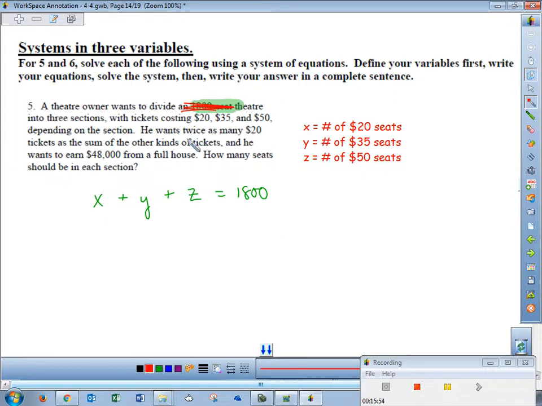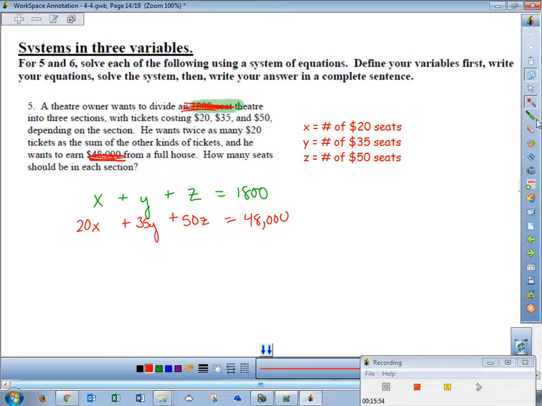The other easy equation to deal with is the money part, right? So I'm skipping around from easiest equations to hardest. You've got $48,000, what you should get from a full house. So that's where you throw all the money in the equation. $20 for every one of these seats, and $35 for every one of these seats, and $50 for every one of these seats should equal the total of $48,000. And now I'm done with that one.